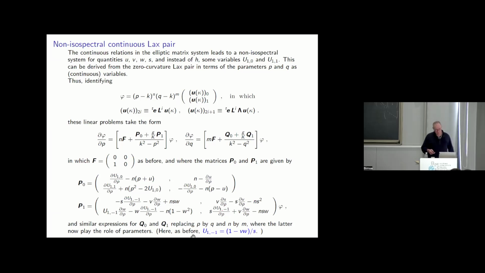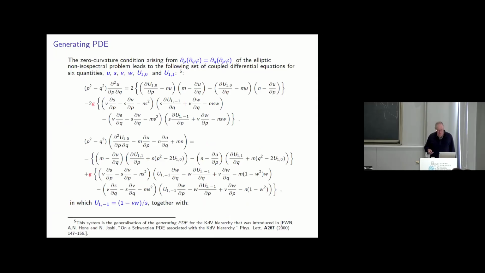And when you write out or compute the zero curvature conditions, you get an extremely complicated system of equations, actually in 6 variables. And these 6 variables are u, s, v, and w.